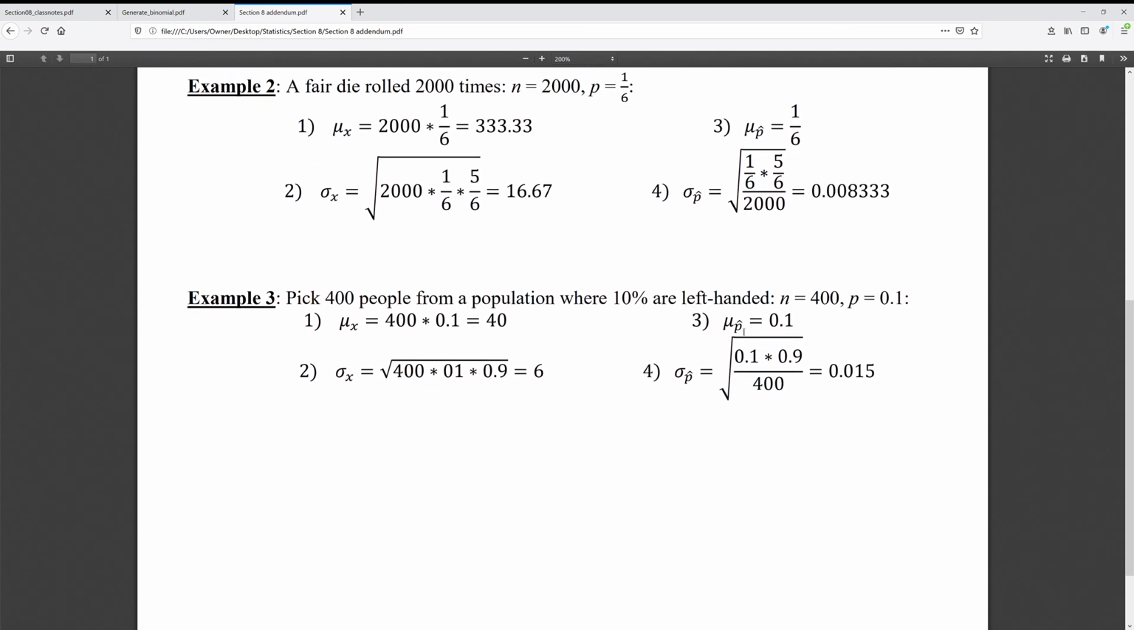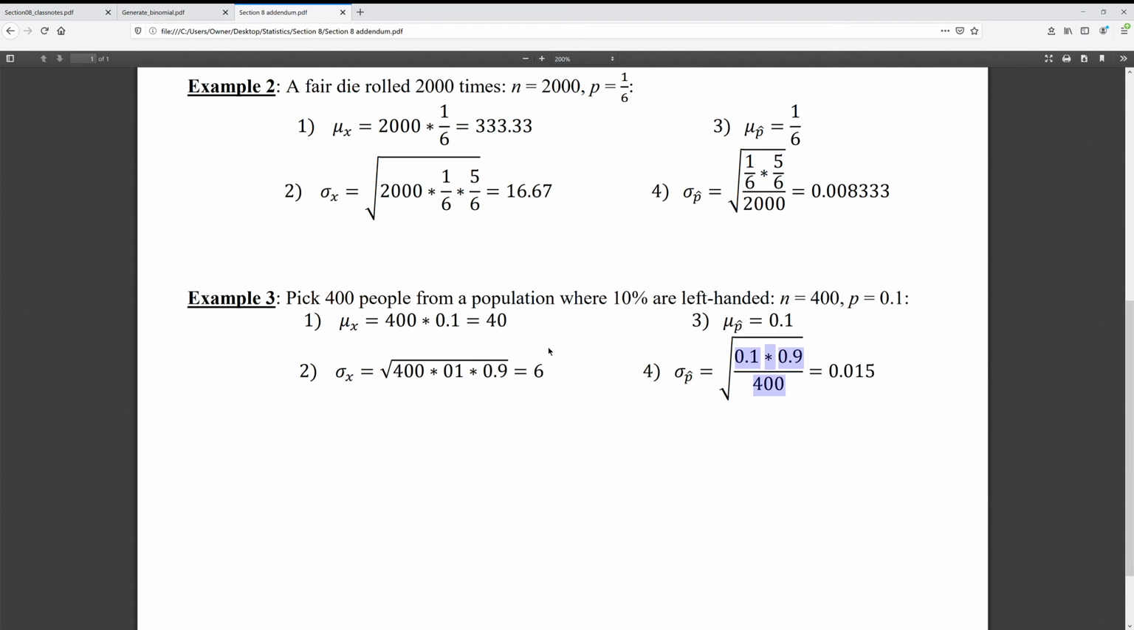In any case, what about the proportion of left-handed people when you pick 400? Well, it's bouncing around 10%, of course. 0.1 is a decimal. The square root of P times 1 minus P over N: 0.1 times 0.9 over 400. That is, in scientific notation, 0.000225. The square root of that answer, anyway, is 0.015, which is what I'm getting.